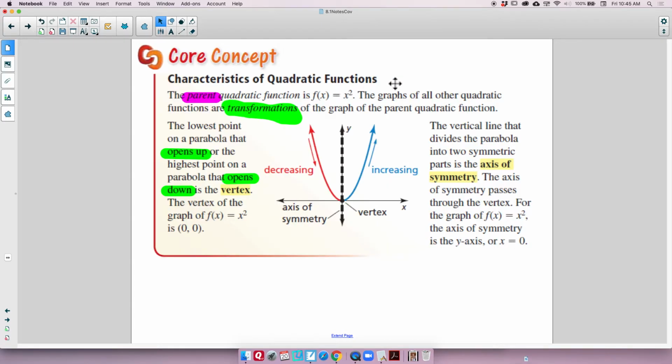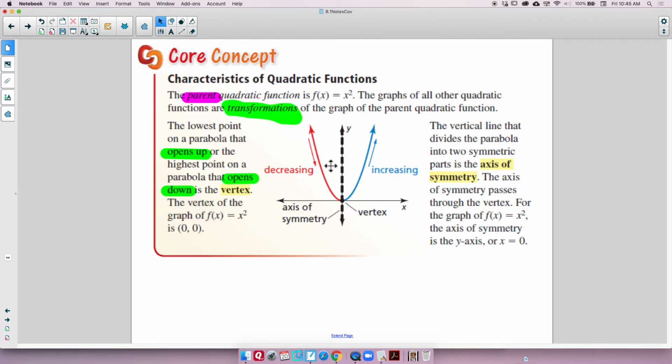All right, so characteristics of quadratic functions. You've heard me talk about the parent function. So the parent quadratic function is f of x equals x squared, or 1x squared. The graphs of all other quadratic functions are transformations of the graph of the parent quadratic function. Transformation just means we're moving it or changing the way it looks, making it more shallow or making it steeper. Okay. The lowest point on a parabola that opens up or the highest point on a parabola that opens down is called the vertex.